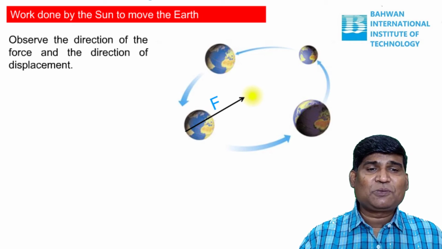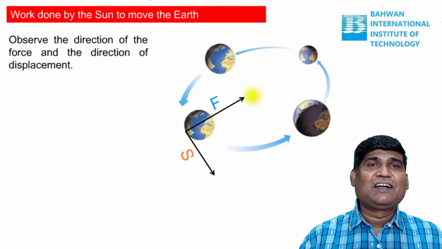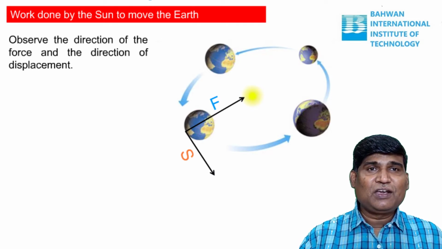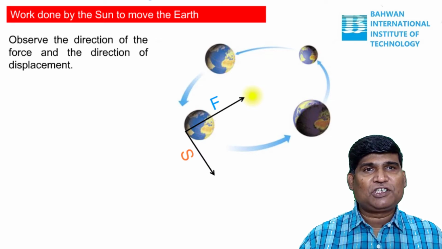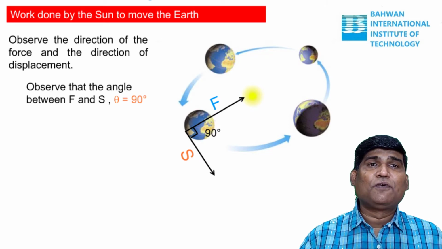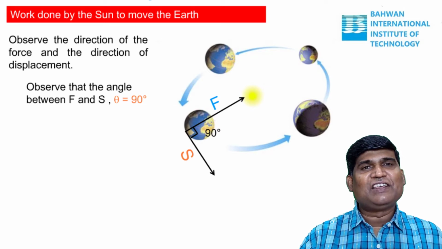Now what about the displacement? If you take a tangent to the path in which Earth is traveling, the displacement is along the tangent drawn to that path. So here the tangent itself represents the direction of displacement. When you observe carefully the displacement and force, they make a 90 degrees angle with each other.